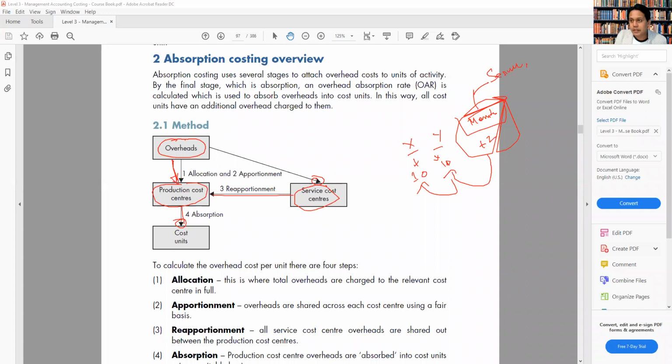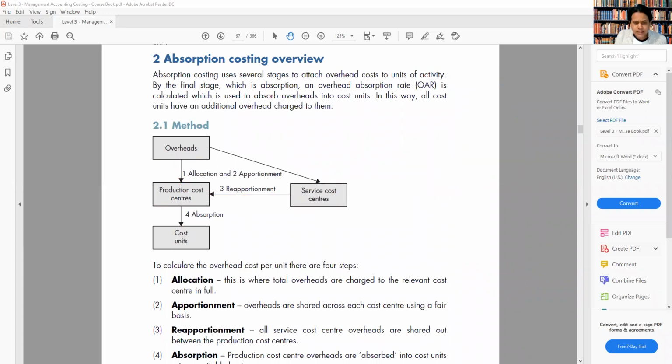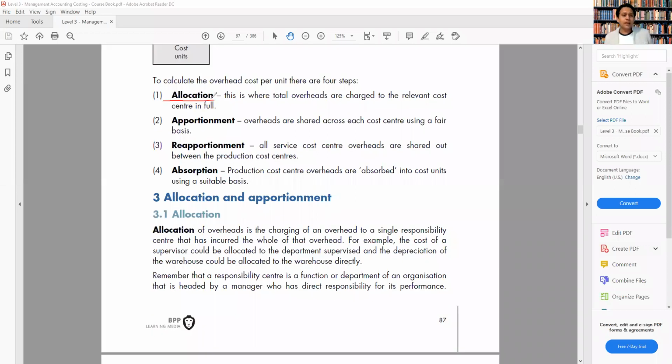So let's have a look at some definitions. What is the definition we have? We have four things that we need to learn. The first thing is allocation. Allocation is when I'm very sure this cost belongs to that department.